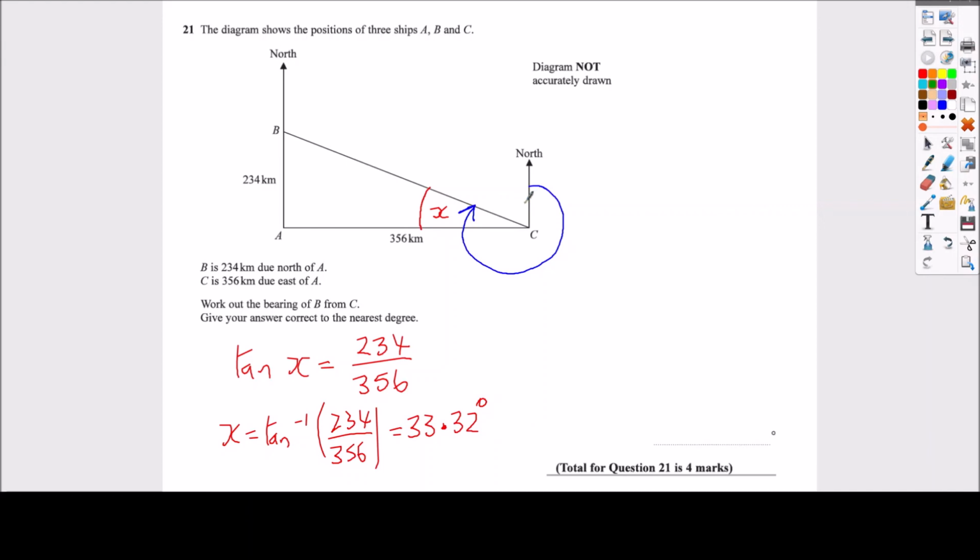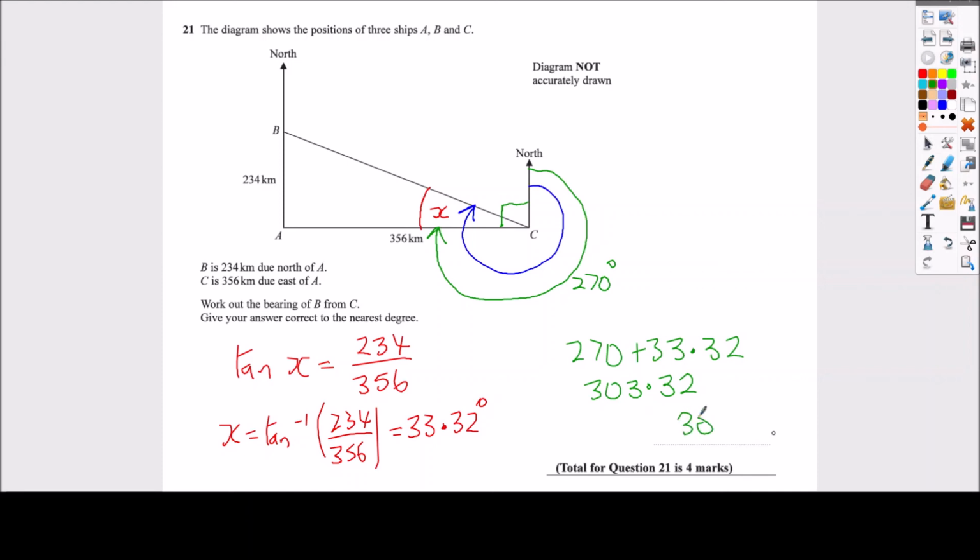Because that is 90 degrees. Okay, so this angle all the way around to here is going to be 270 degrees. So the bearing that I want, which is the bit in blue, is going to be my green plus my x. So it's going to be 270 plus the 33.32, which is 303.32. I think, yep, so to the nearest degree, that's going to be 303 degrees.